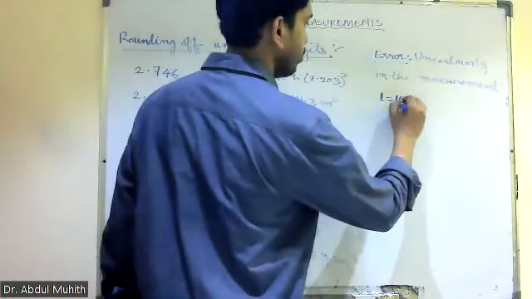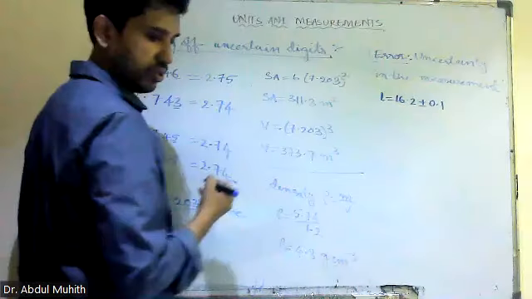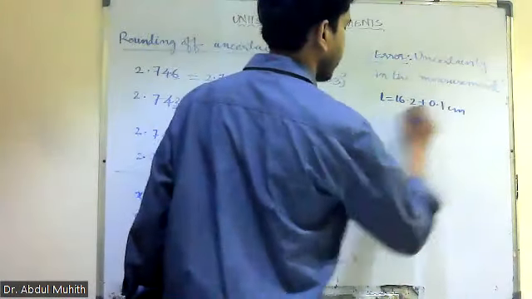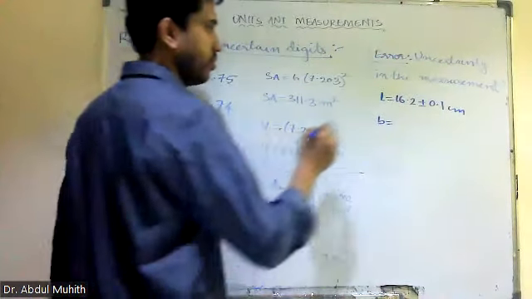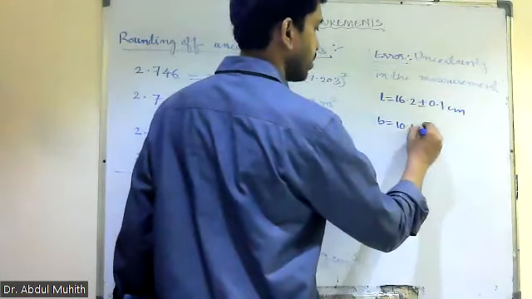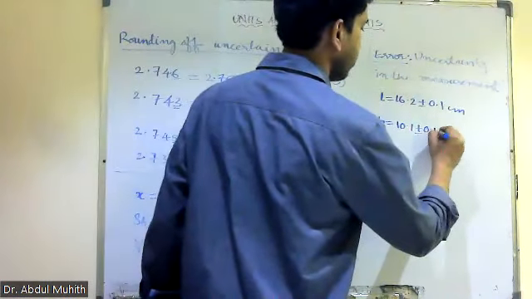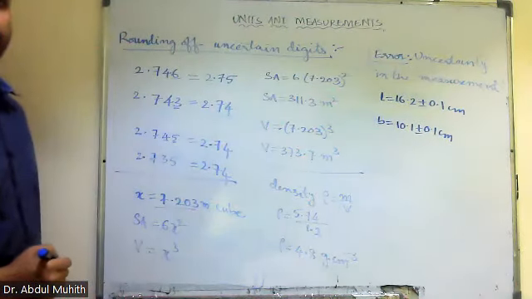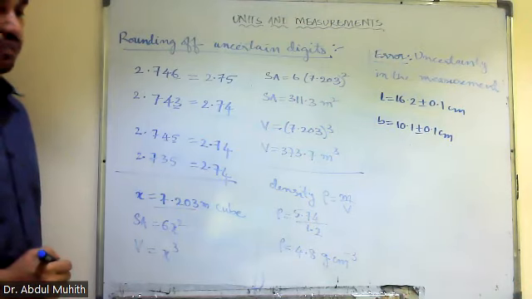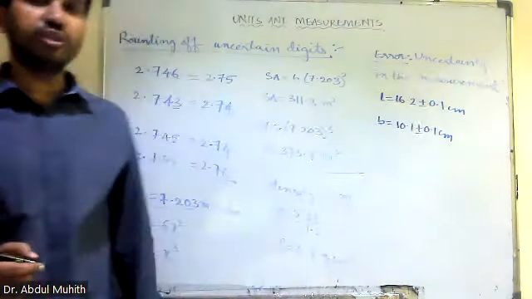Now, let's suppose we have length equal to 16.2 plus or minus 0.1 centimeter, and width equal to 10.1 plus or minus 0.1 centimeter. Okay, so this is the value given. So what are we doing now? We are finding the percentage. The error is given here. The error should be found in percentage now.